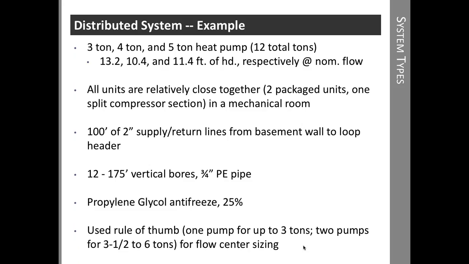I did an example so we can at least compare some different systems. This example is a 12-ton system, a 3, 4, and 5-ton heat pump in the same mechanical room. So we have two packaged units and one split system. Fairly standard loop piping and header, propylene glycol antifreeze. And I used rule of thumb for the pump sizing. I don't like rule of thumb, but for this example, I thought it would be a good starting point so we can see what sometimes rule of thumb does to our designs.